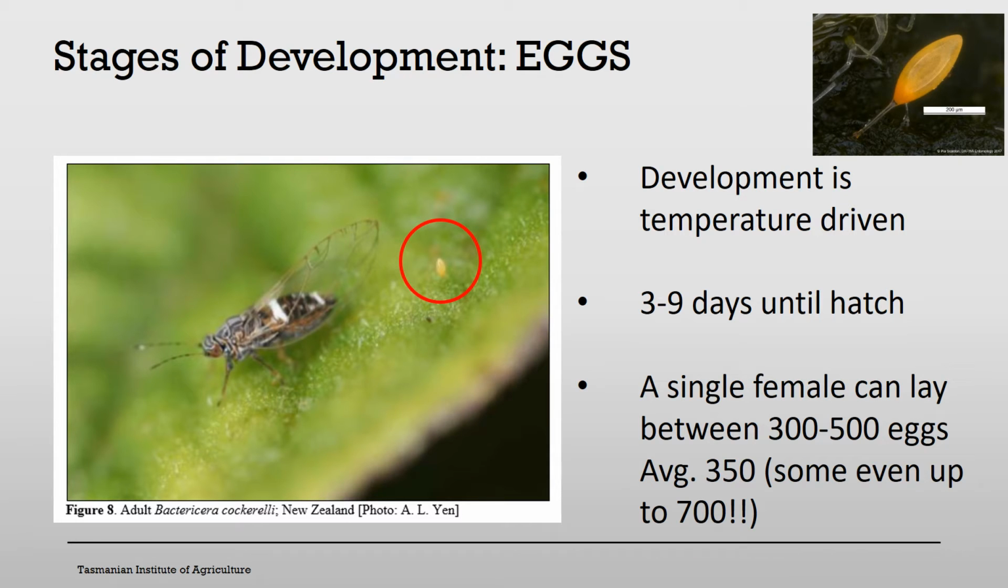When monitoring your crops for TPP, you'll be looking for any of the three stages of development: egg, nymph, and adult. A single female psyllid can lay between 300 and 500 eggs, averaging 350, with some records of females laying up to 700 eggs. The eggs you can see here in the red circle take approximately 3 to 9 days to hatch.